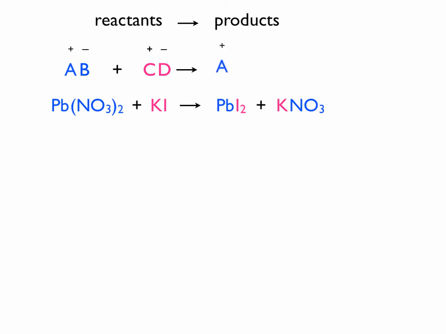So if we take a look at the alphabet scheme, A will get together with D, because a positive and a negative ion have to hook up since opposite charges attract. And C, again, the cation always comes first, will rearrange and get together with B. Again, the positive and the negative ions get together to cancel each other out.